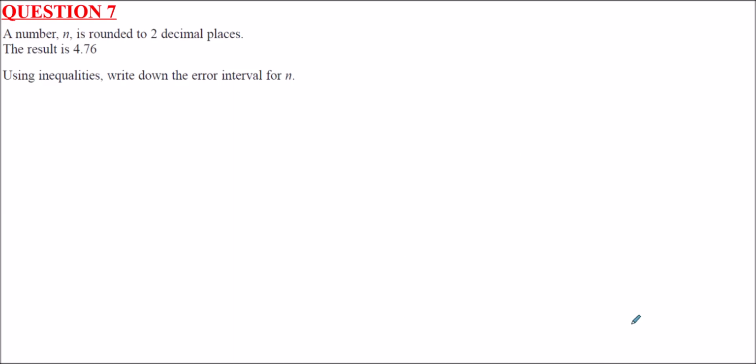Question 7, we've got a number which is rounded to 2 decimal places. The result is 4.76. Using inequalities, write down the error interval for this number n. So it's going up in 2 decimal places. So let's imagine some numbers which have got 2 decimal places at the end of them. So 4.76 is a number in this list.